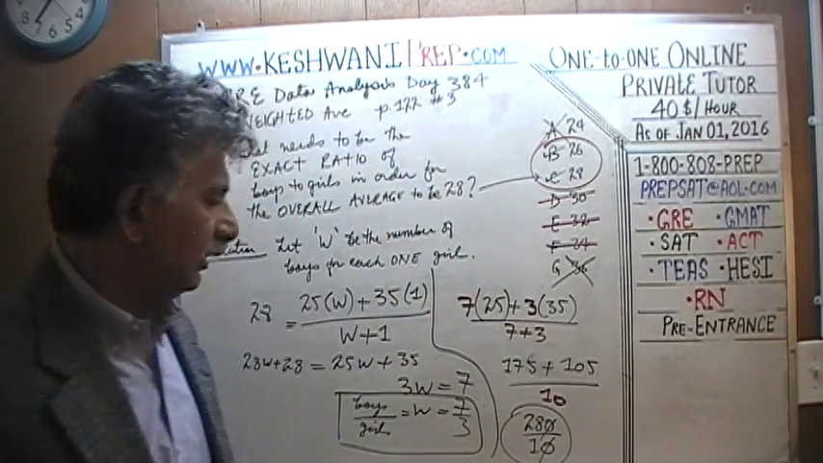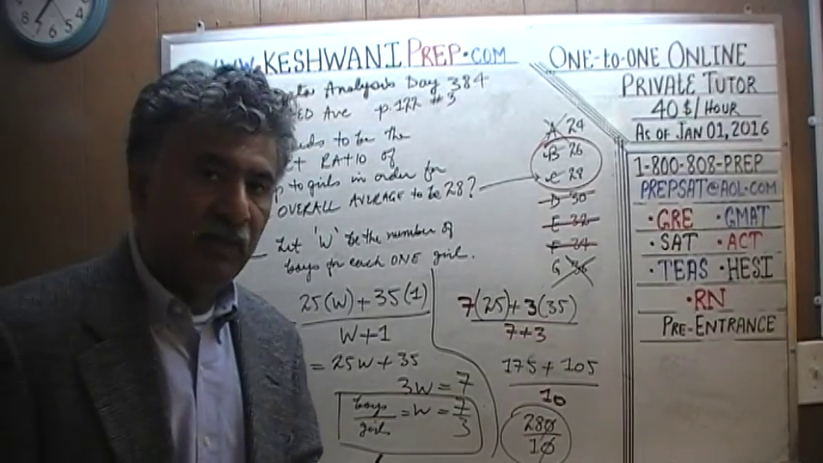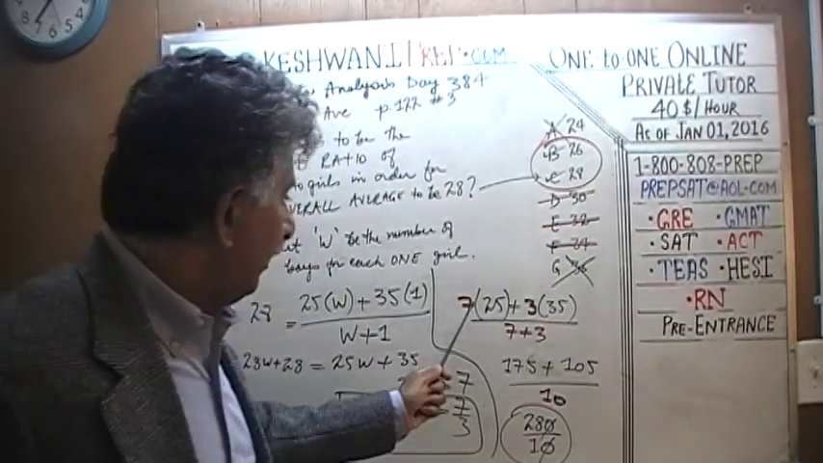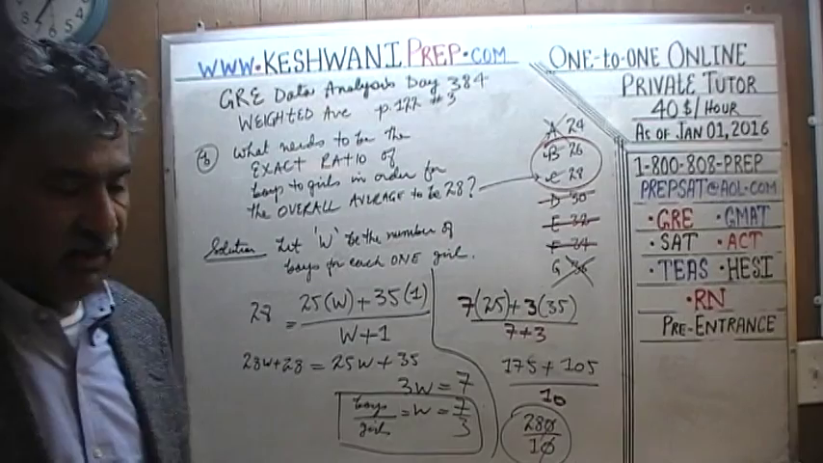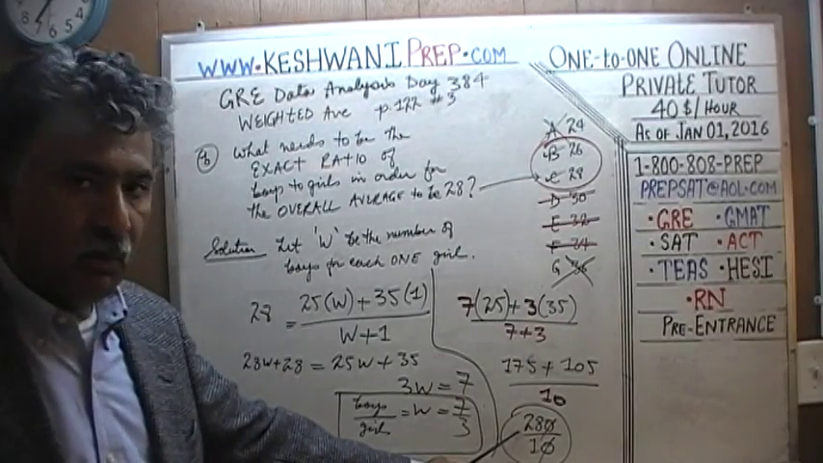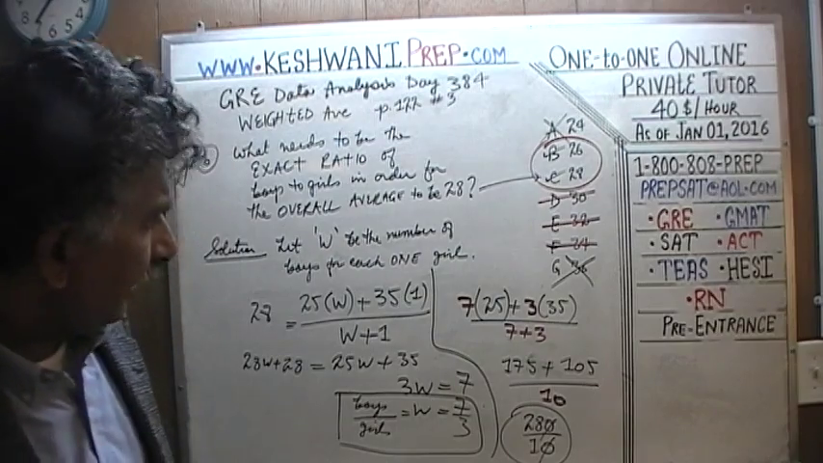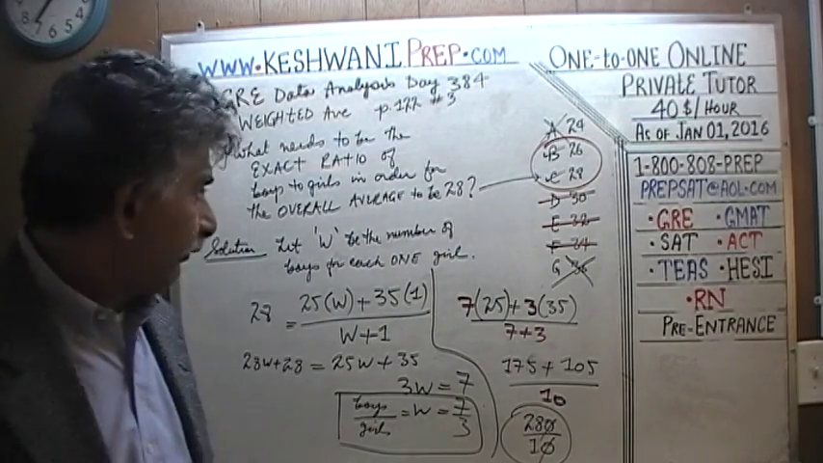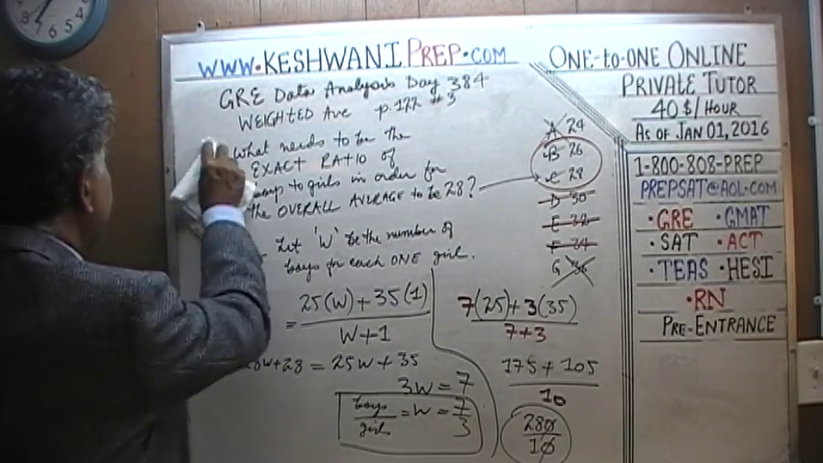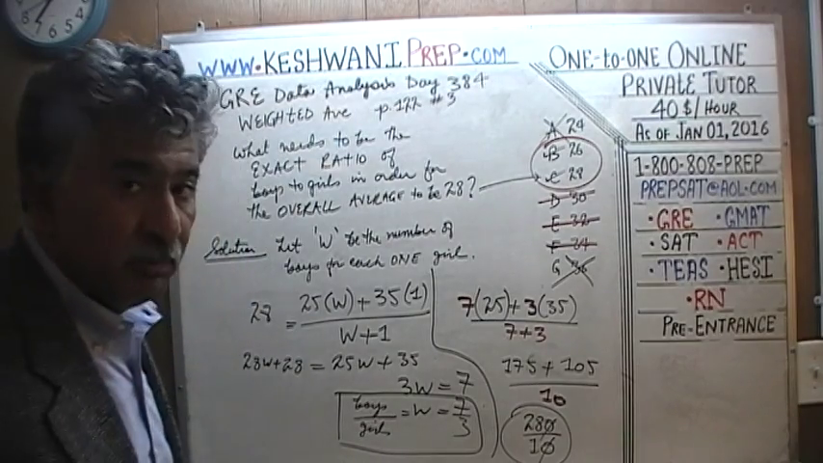7 boys and 3 girls. In that scenario, if the average score of the boys happens to be 25, and the average score of the girls happens to be 35, then the overall average is going to be exactly 28, which is right there. Again, what I want you to do now, after I put down part C here, is to do part C yourself.